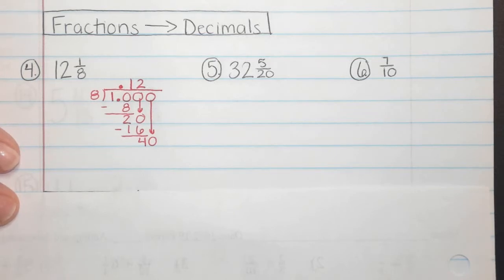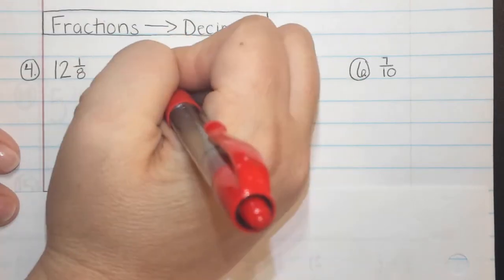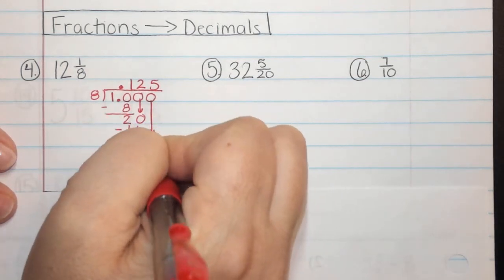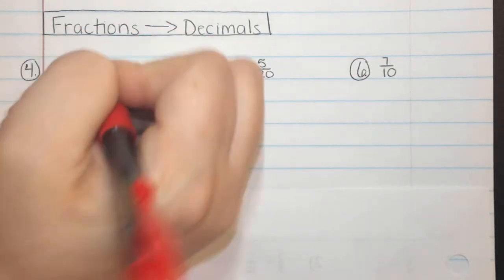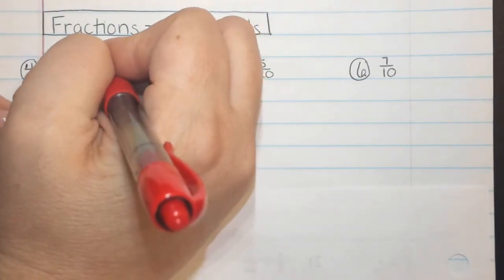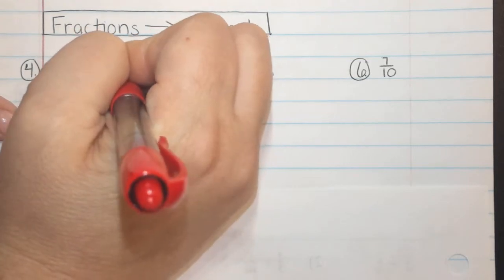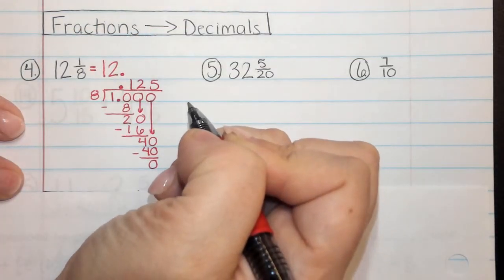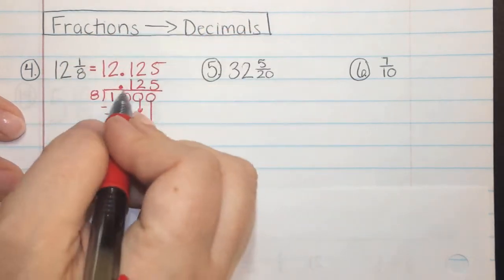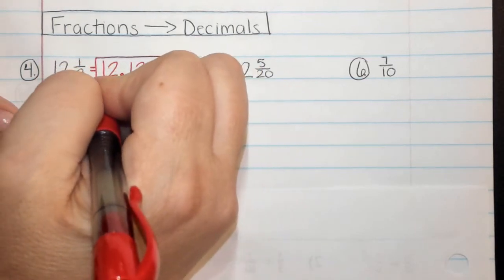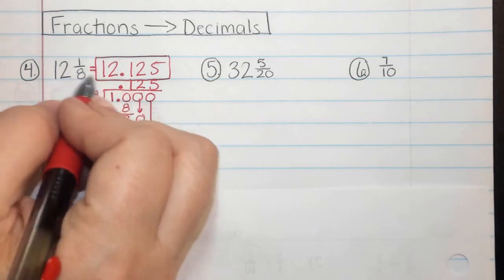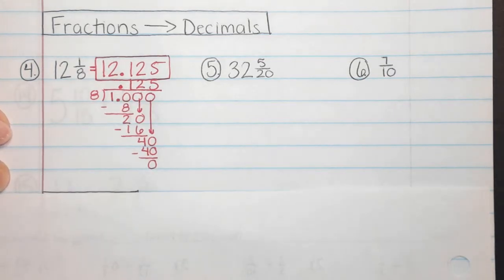All right, how many times will 8 go into 40? 5 times. 5 times 8 is? 40. When I subtract, I get? 0. How am I going to write my answer here? So we're going to put 12 in front, and then my 0.125 that we got, that's our decimal. The 12 stays in front because 12 is a whole number in the fraction, so it's also a whole number in my answer. All right, are there any questions about number 4?